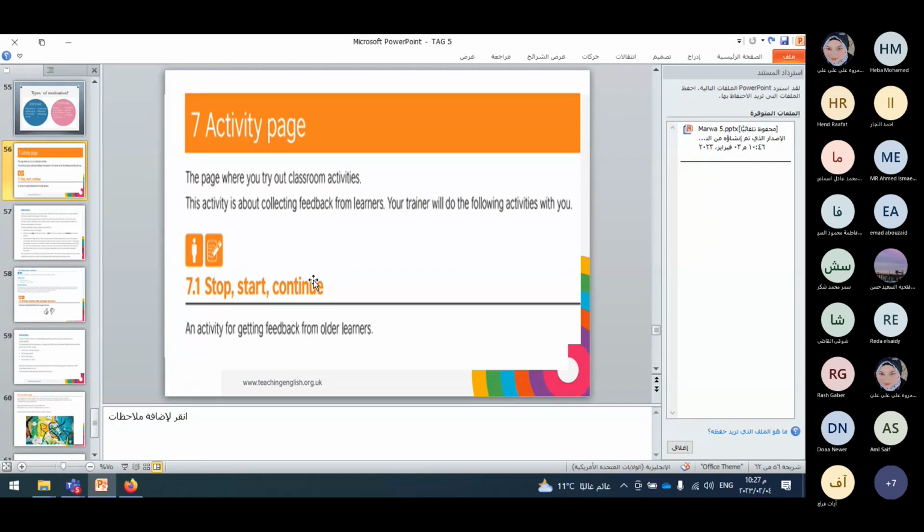And here I'll give you some more activities for practicing feedback or giving reflection. Now, there is an activity that is called stop, start, continue. Please, I'll not explain it. I'll practice it with you immediately now.